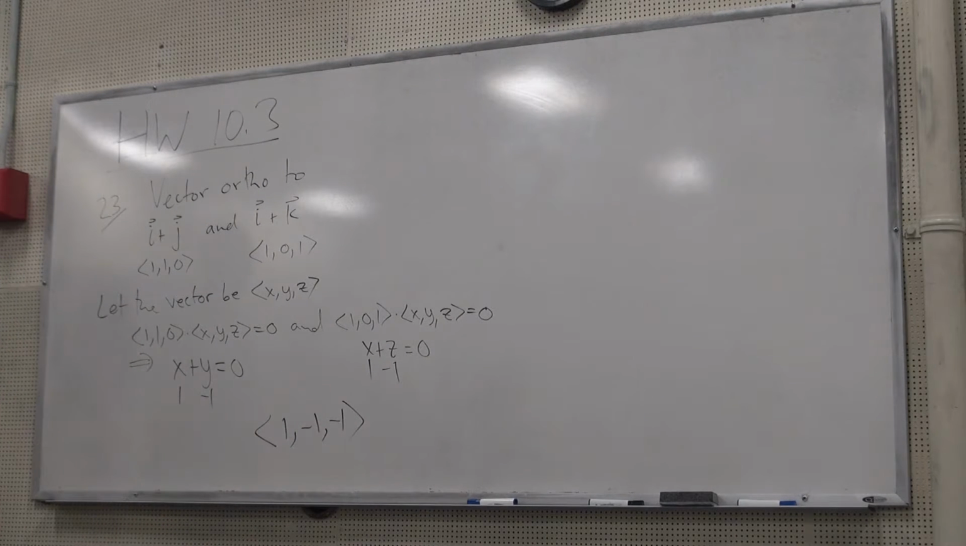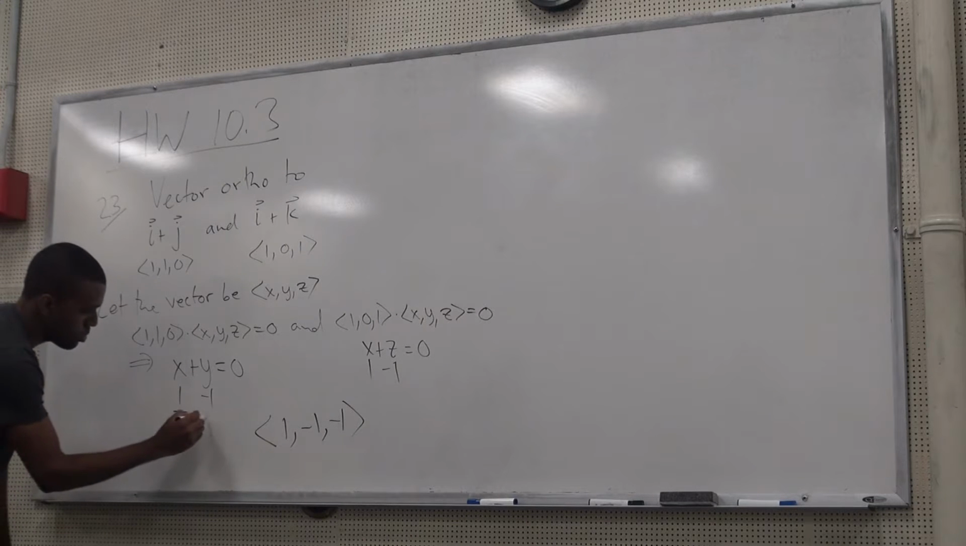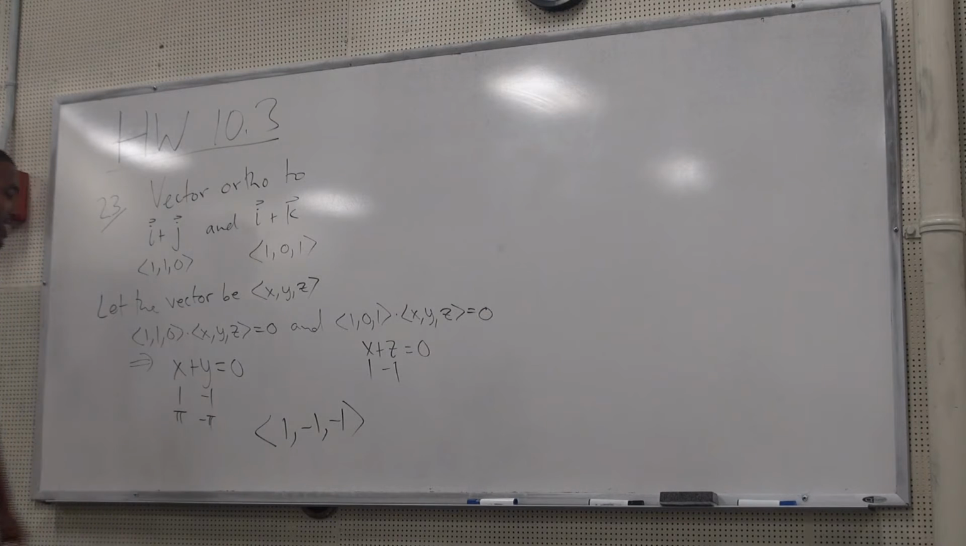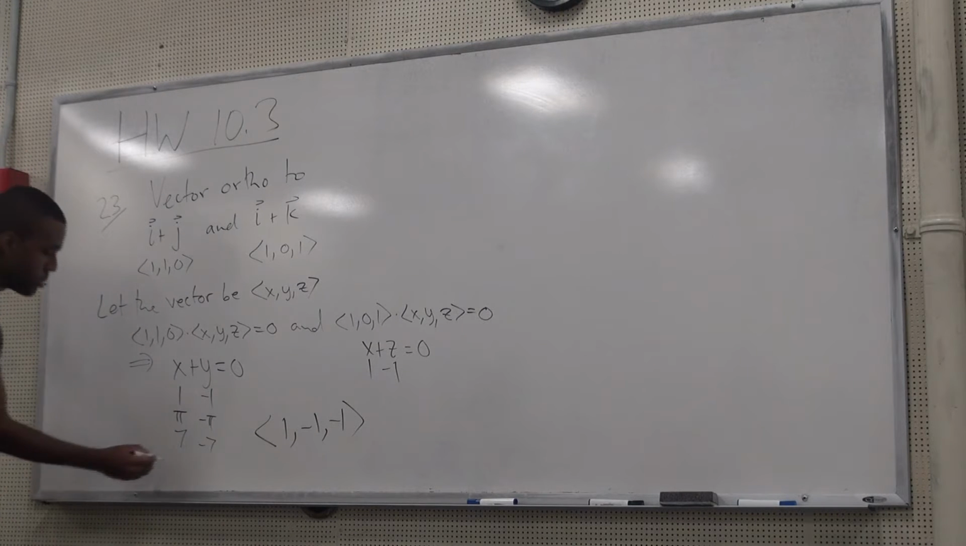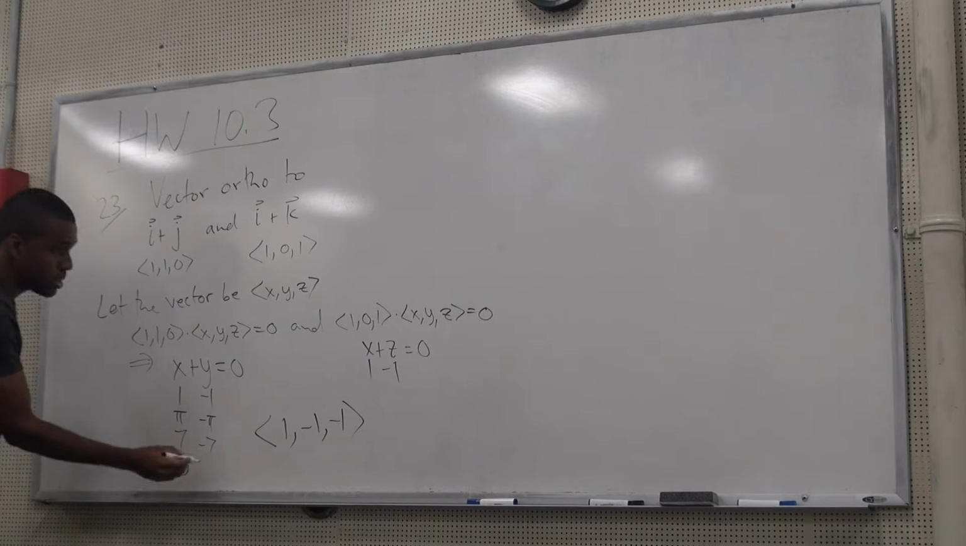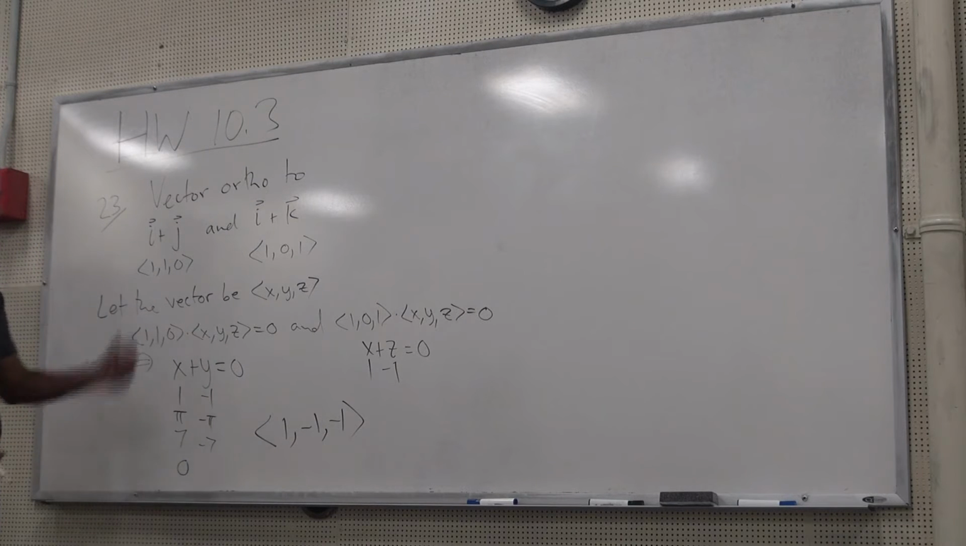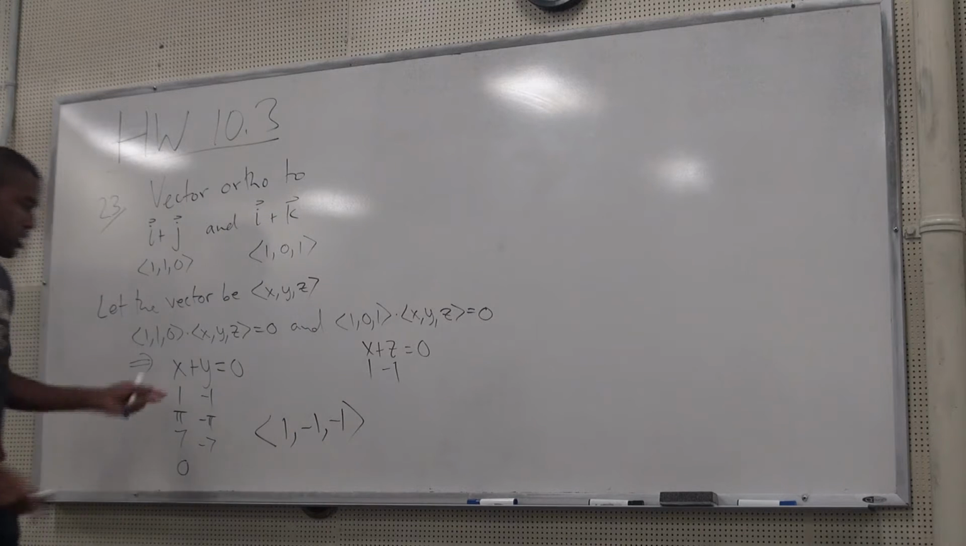Or I could have let x be pi, so y would be minus pi. Or I could let x be 7, and this would be minus 7. Or let x be 0, and they'd all be 0, the zero vector. I assume they want non-zero vectors.